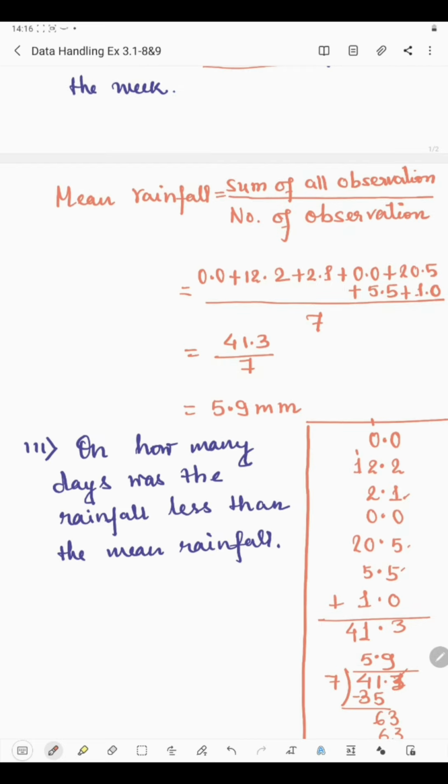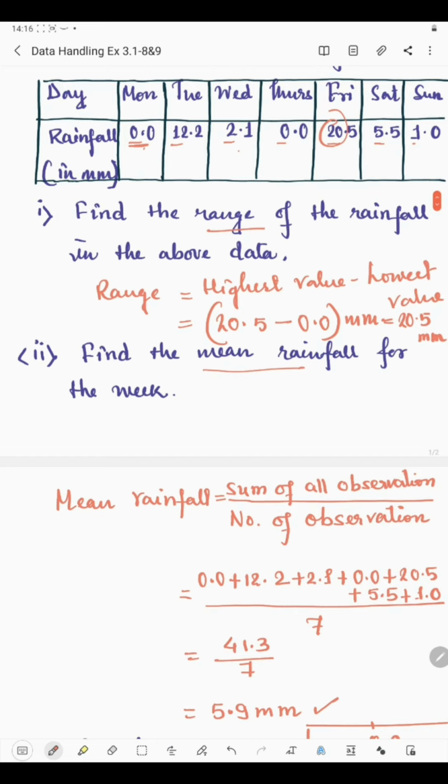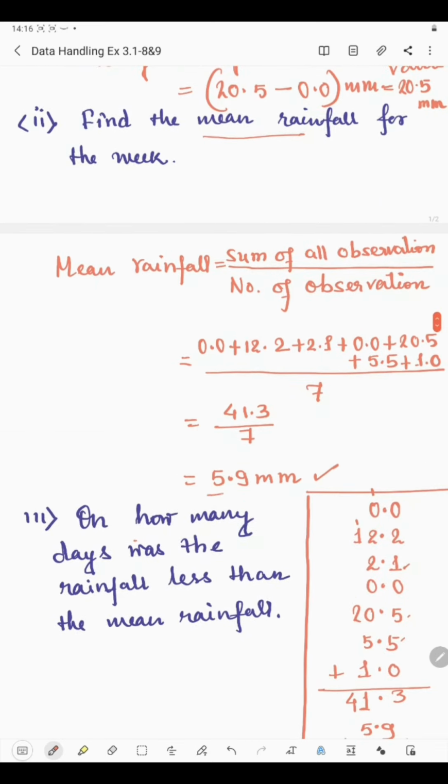Now in the last part we have: on how many days was the rainfall less than the mean rainfall. Now mean rainfall is 5.9 mm. We have to find how many days the rainfall was less than 5.9. The question is on how many days rainfall was less than the mean rainfall, so we have to find the numbers which are less than 5.9.